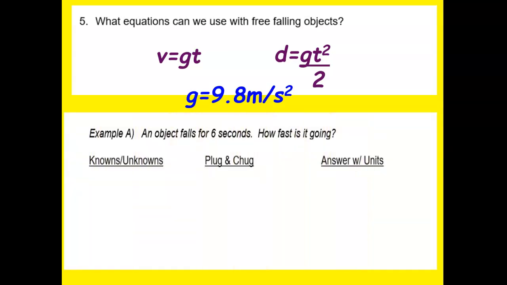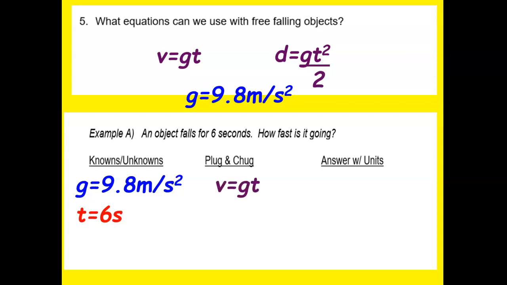So, doing the practice problems on your note sheet. First one says an object falls for 6 seconds. How fast is it going? Well, again, the word fall tells me that I've got G is equal to 9.8 meters per second squared. Then seconds tells me I have time. The question asks, how fast is it going? So it's how fast, which is speed and velocity.